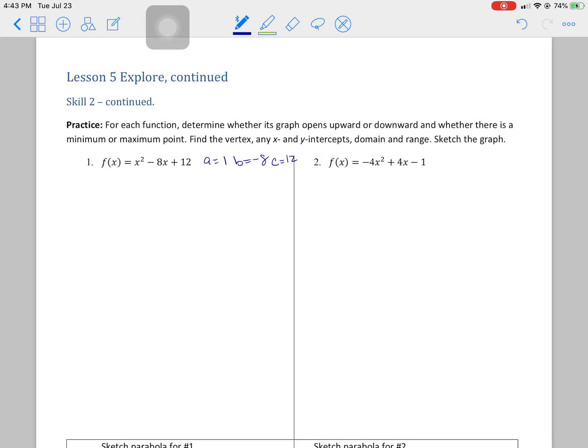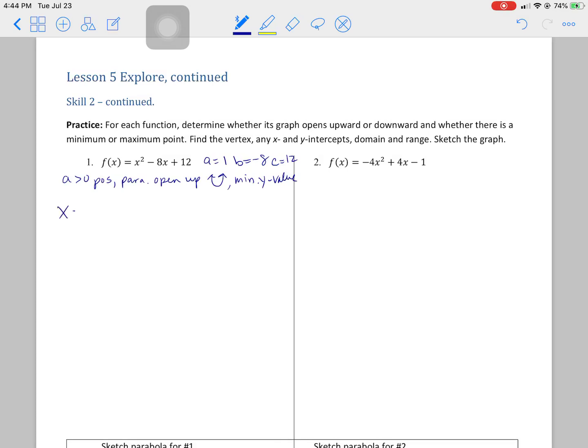So if A equals 1, A is greater than 0, so it's positive. Therefore, the parabola opens up, and it has a minimum Y value. Just for a note, I think some of the homework questions may ask you which way it opens, whether it opens upward or downward. So that's important to know from just the A, just from looking at that in the proper order.